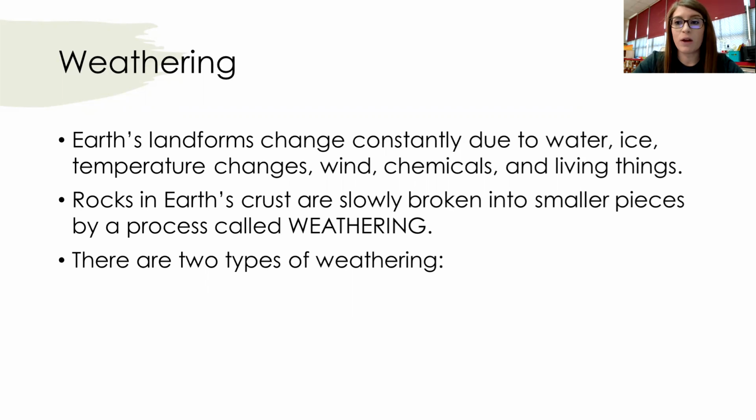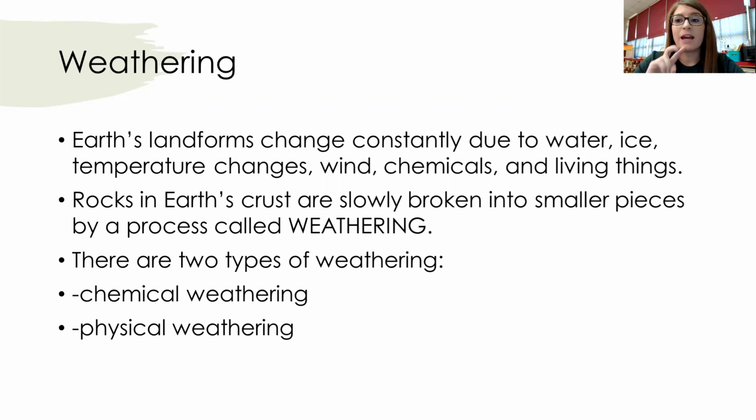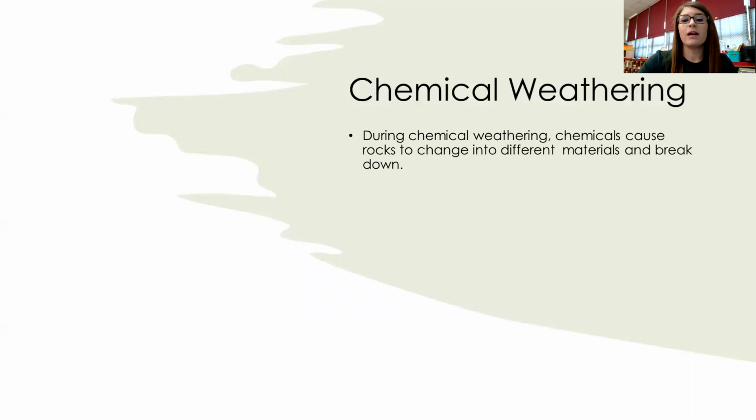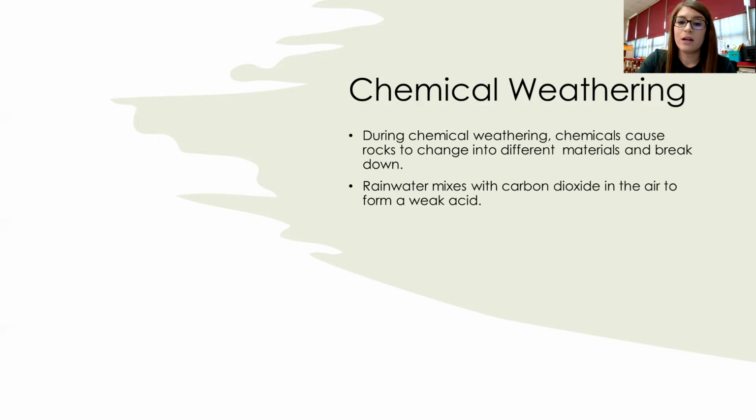There are 2 types of weathering. There is chemical weathering and physical weathering. So let's talk about chemical weathering. During chemical weathering, chemicals cause rocks to change into different materials and then they break down.